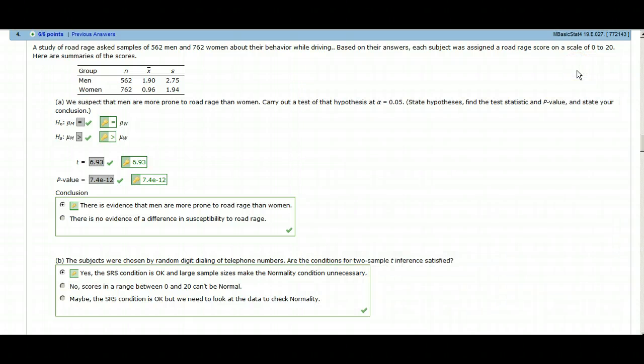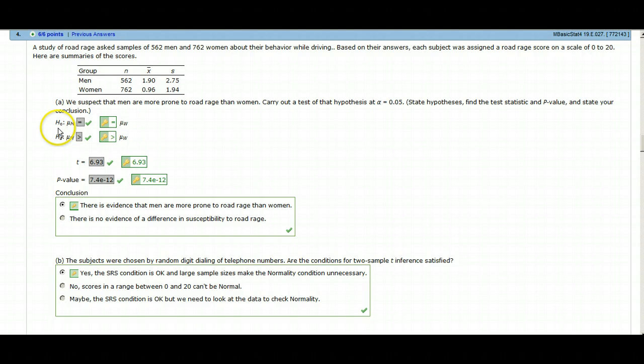Okay. So in this problem, we're given that we have 2 groups. Men, we have 562 men, and their average is 1.90. Their standard deviation is 2.75. For the women, there were 762 women, and their average was 0.96 with a standard deviation of 1.94. We suspect that men are more prone to road rage than women. Carry out a test of that hypothesis at alpha equals 0.05. State the hypotheses, find the test statistic and the p-value, and state your conclusion.